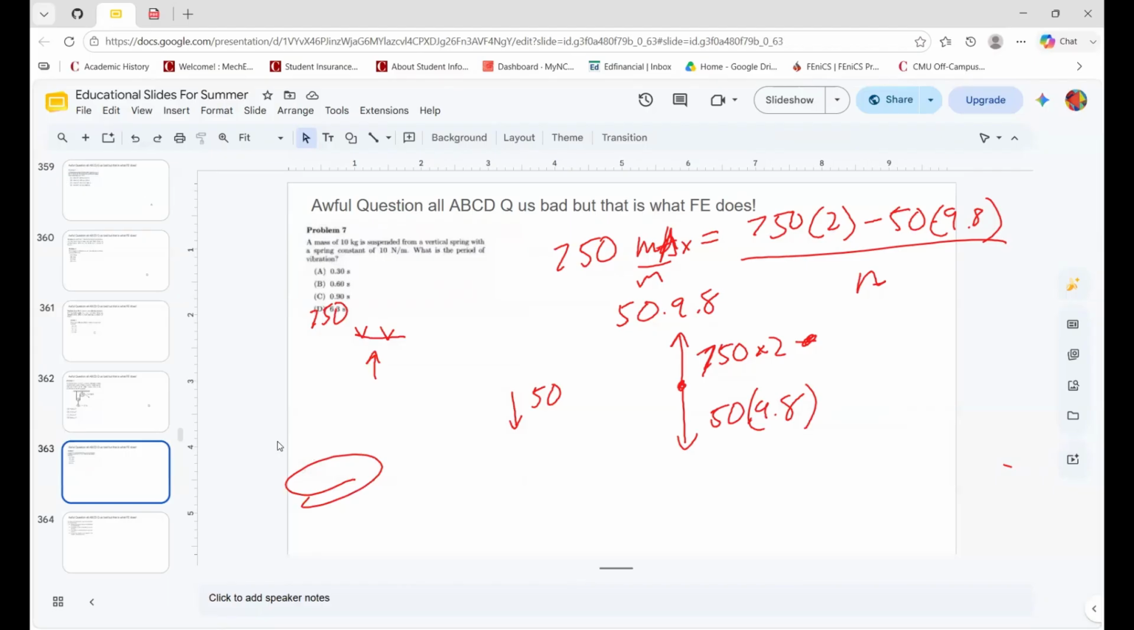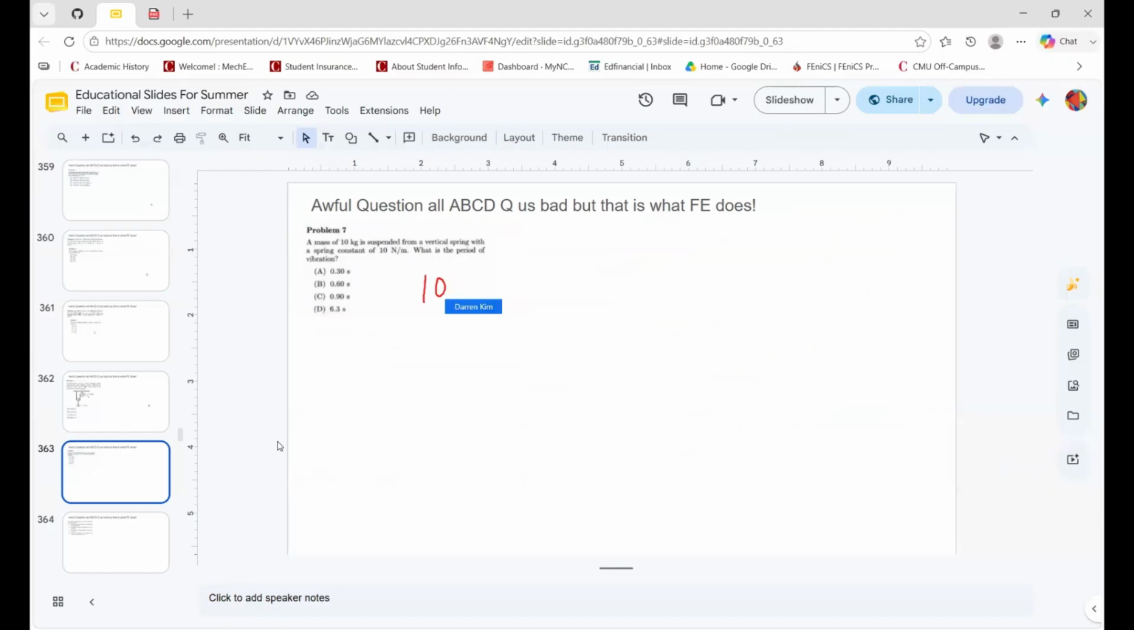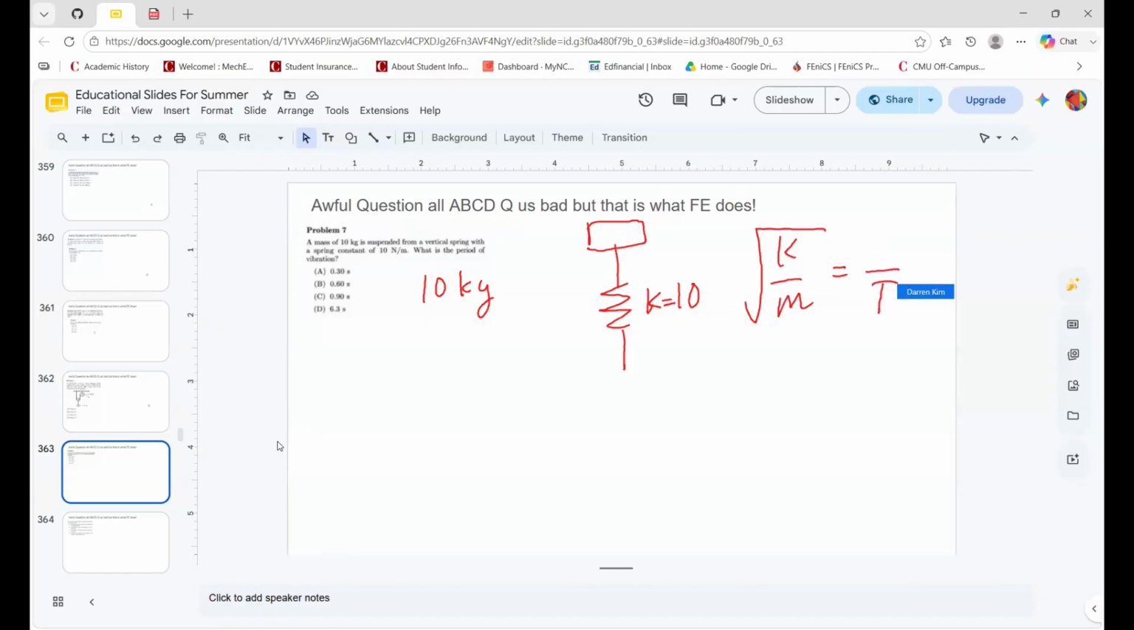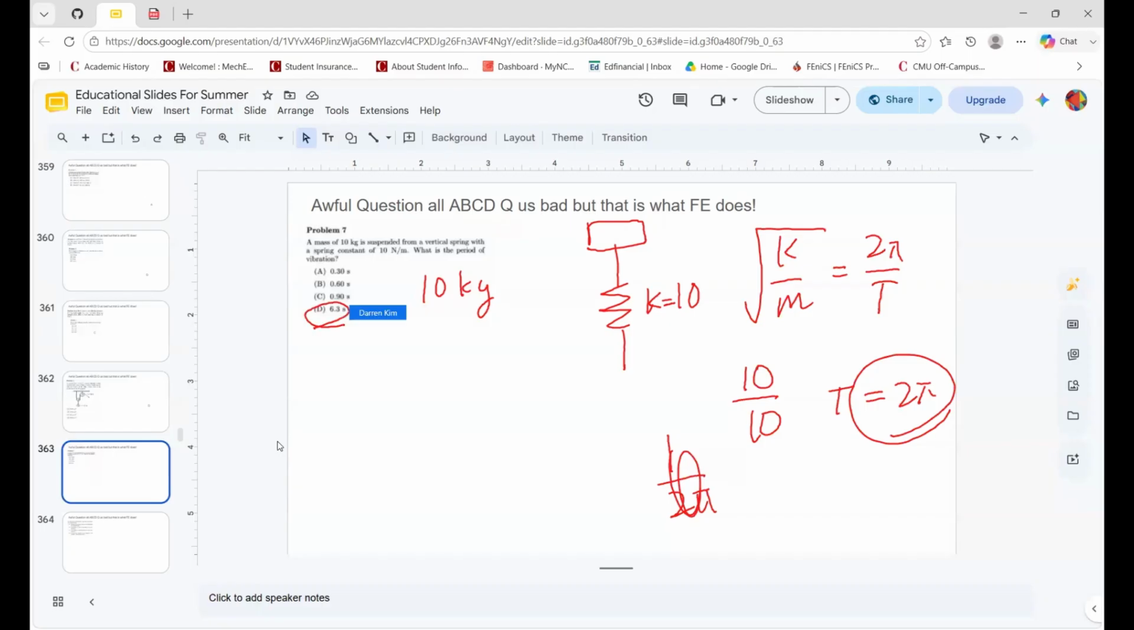Okay, we are gonna do that question now. A mass of 10 kilograms is suspended in a vertical spring with k equal 10. What is the period of the vibration? Well, the square root of k divided by m equals omega, and T equals 2 pi over omega. So you don't even have to think. 10 divided by 10 is 1, and the square root of 1 is 1. So T equals 2 pi, which is about 6, which is D.